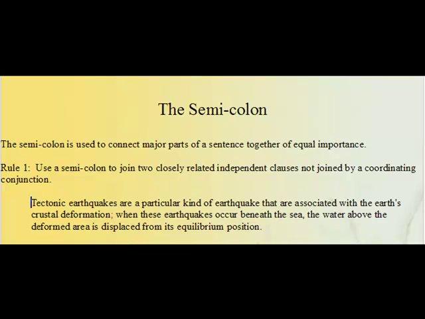Tectonic earthquakes are a particular kind of earthquake that are associated with the Earth's crustal deformation; when these earthquakes occur beneath the sea, the water above the deformed area is displaced from its equilibrium position. Notice the semicolon after the word deformation. It separates the first independent clause from the second independent clause.